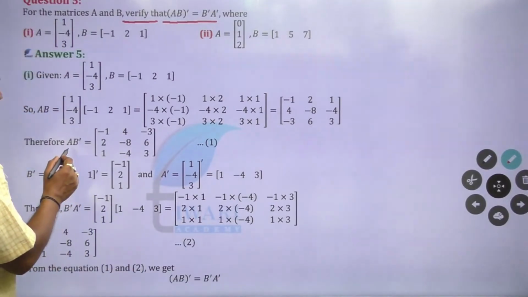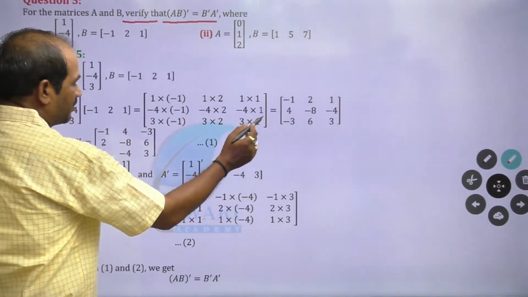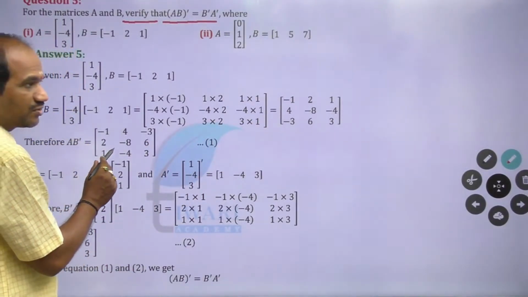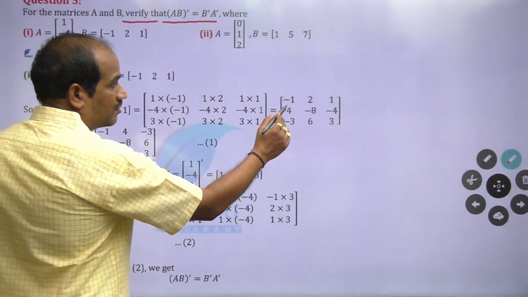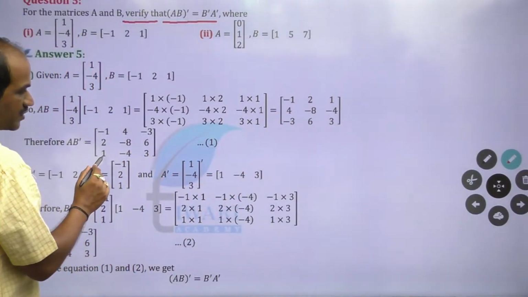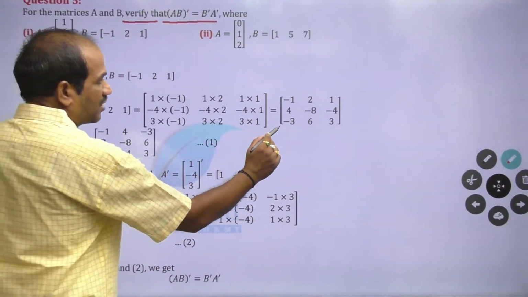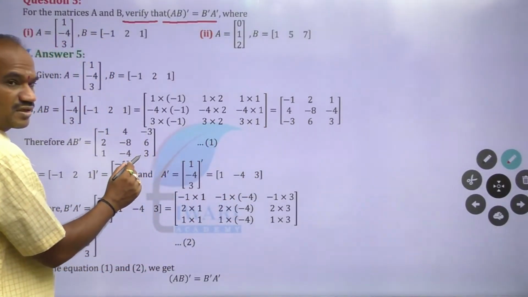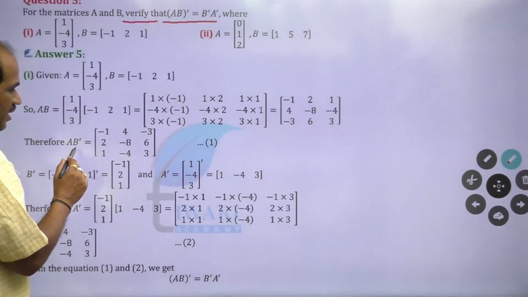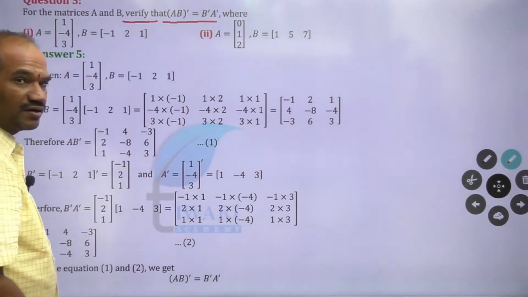Next, see here, AB whole dash means transpose of AB. AB whole dash is equal to, this is AB. AB whole dash means interchanging rows into columns. First row becomes first column. Next, second row becomes second column. Next, third row becomes third column. This is AB whole dash, that is equation number 1.